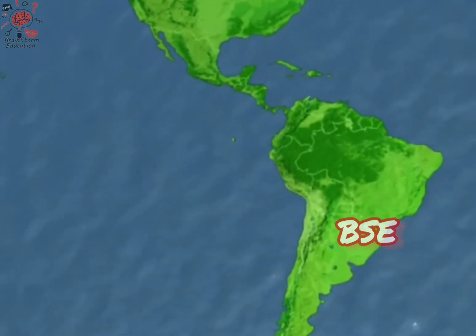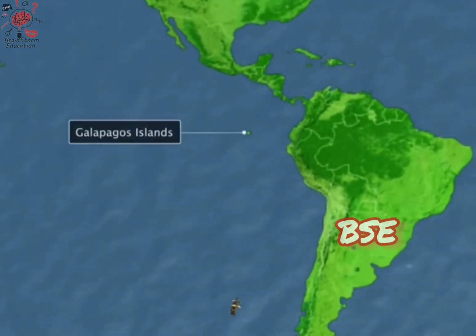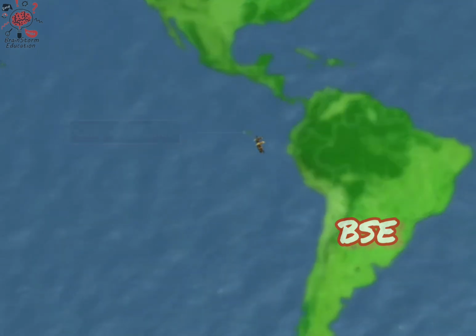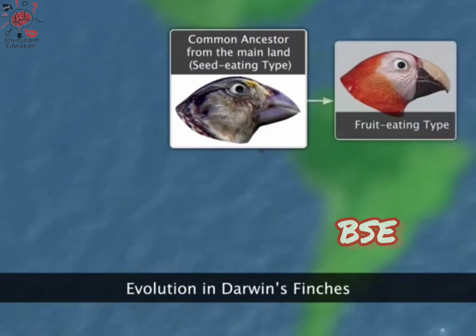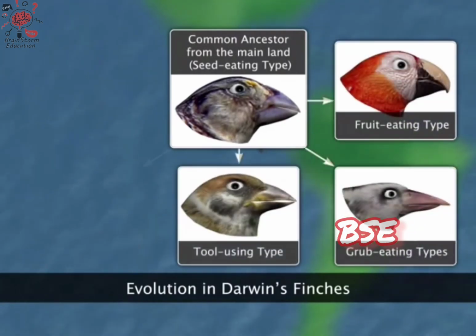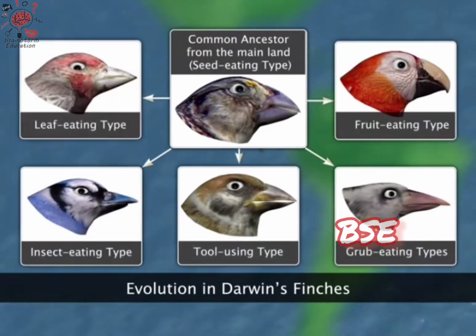During his voyage, Darwin studied the finches of the Galapagos Islands, located near the Pacific coast of South America. He found that all 13 species of finches on these islands evolved from a common seed-eating ancestor from the mainland. The variation in beak was the result of a natural selection process enabling these birds to adapt to the food available on the different islands.